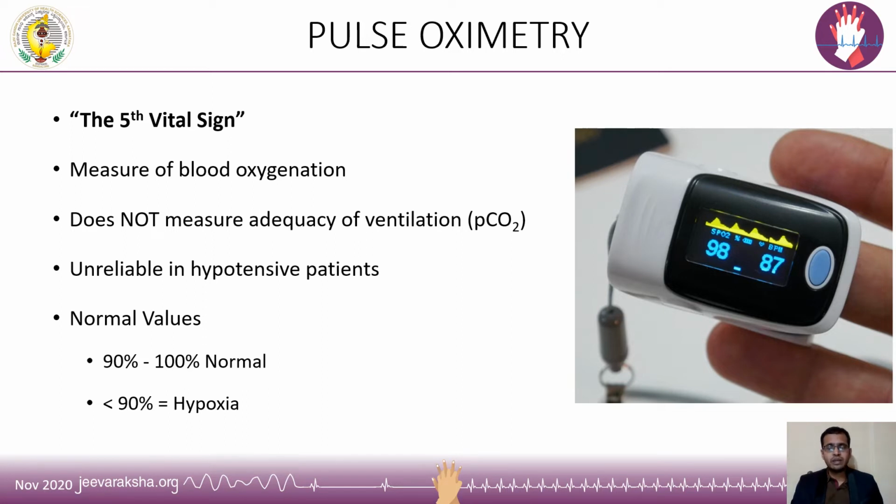It can be used even by a common man, and it helps us to identify any form of hypoxia. The other disadvantage is that it cannot be used to measure CO2, so it won't tell us how the ventilation of this patient is. The normal values are 90 to 100% in normal adults, and less than 90% is termed as hypoxia.